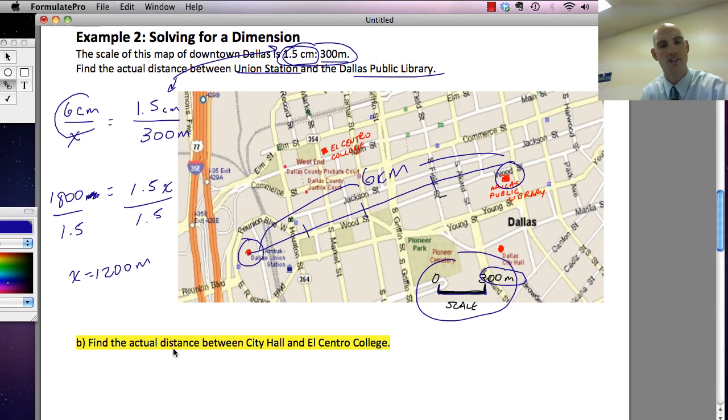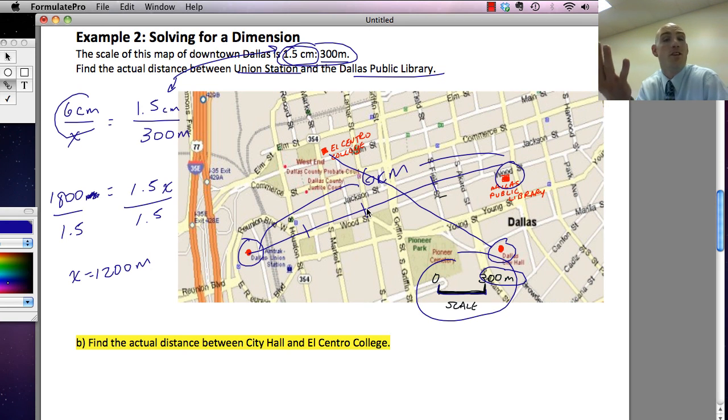I want you to find the actual distance between City Hall and El Centro College by measuring the distance between City Hall and El Centro. So you're going to find this distance here. See if you can do that. If you've got a ruler at home, that's fine. If not, use the scale and use like the end of your pencil or mark it on a piece of paper and measure that out and figure out how many of them there are to that scale. Okay? So try to do that. If you have big troubles with it, we'll talk about it in class tomorrow.